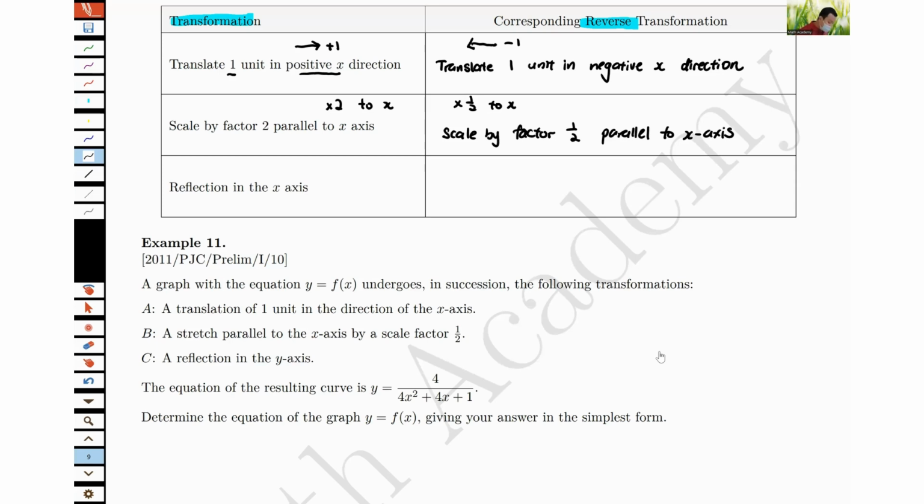Last one, reflection in x-axis. This one I want to draw so that you can visualize a little bit. Let's say you had this graph. You reflected, so it went down. How do you get back the same graph? You will reflect in the same axis and go backwards. So reflection is the special one. When you want to reverse that step, actually, you describe it the same way. You still reflect in x-axis. No change, because you're just going backwards on the same reflection, same mirror image.